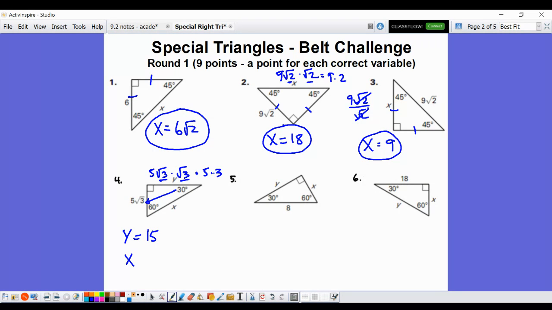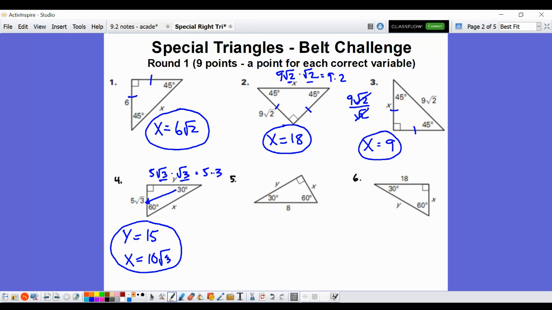X, that's your hypotenuse, is just taking the short leg, 5 roots of 3, and multiplying it by 2. That means, final answer, 10 roots of 3. So remember, a lot of these algebra rules go back to that radicals intervention from Tuesday.